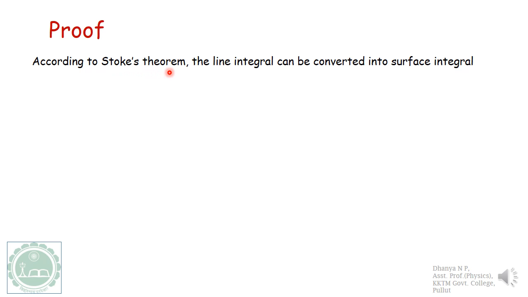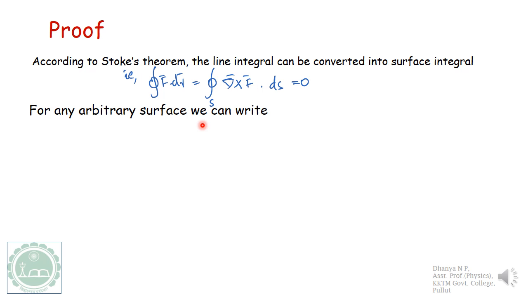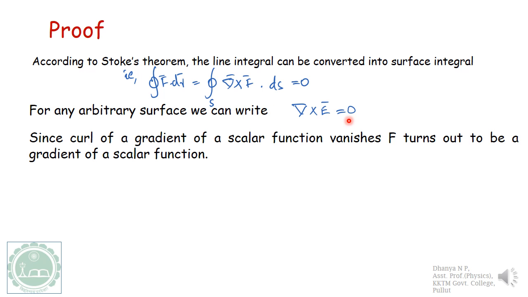According to Stokes' theorem, the line integral can be converted into a surface integral. The closed line integral of F dot dr is equal to the surface integral of del cross F dot dS, which is equal to 0. This del cross is the curl operator. Evidently del cross F is equal to 0, for any arbitrary surface.